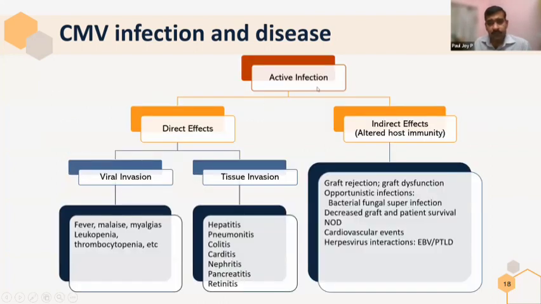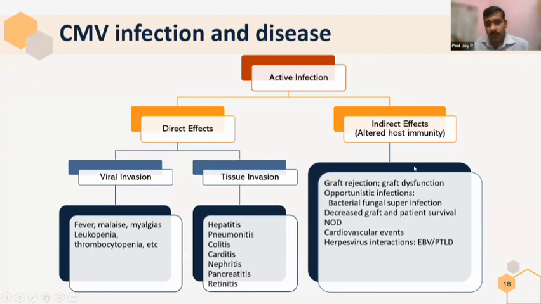So in the presence of an active infection, the effects can be divided as direct and indirect. The indirect effects are because of immunomodulation, where the host immunity is altered. The direct effects can be because of viremia or tissue invasion. Viremia, as told, can cause a mononucleosis like clinical picture. Tissue invasion can result in hepatitis, pneumonitis, colitis, carditis, nephritis, pancreatitis, retinitis, and sometimes meningoencephalitis also.